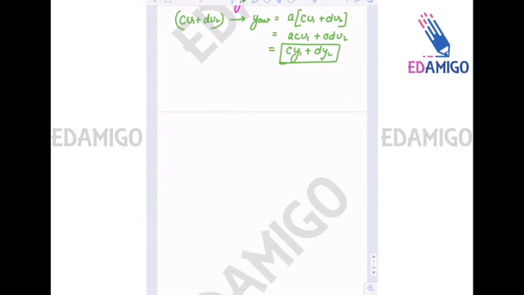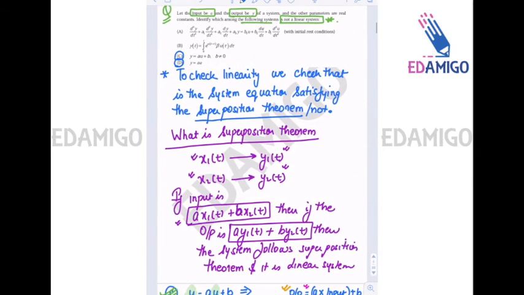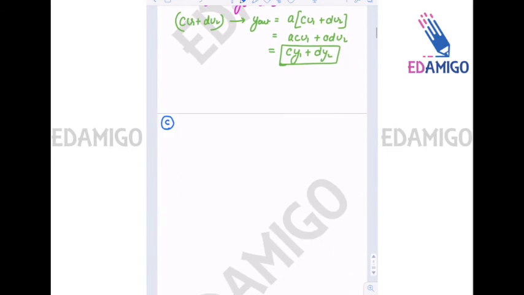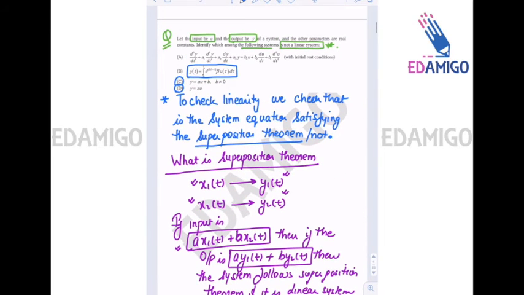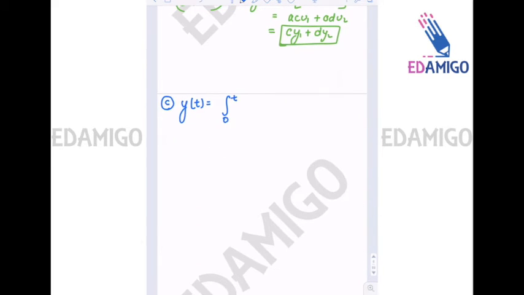Now if we look at option number 2, I'm just solving it so that the question is complete, otherwise the answer is already there, that is C is the correct answer. Now let's look at option B. So option B is y(t) equals the integral from 0 to t of e to the power alpha (t minus tau) beta u(tau) d tau.